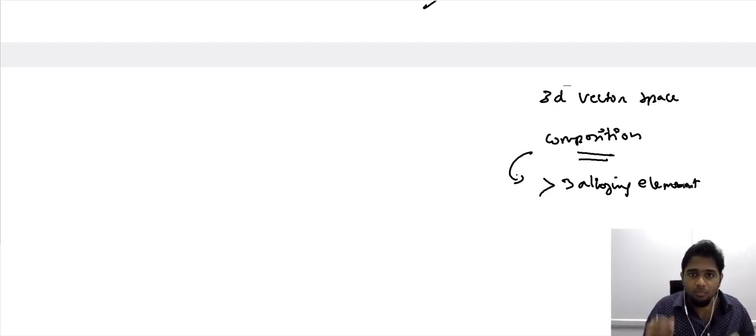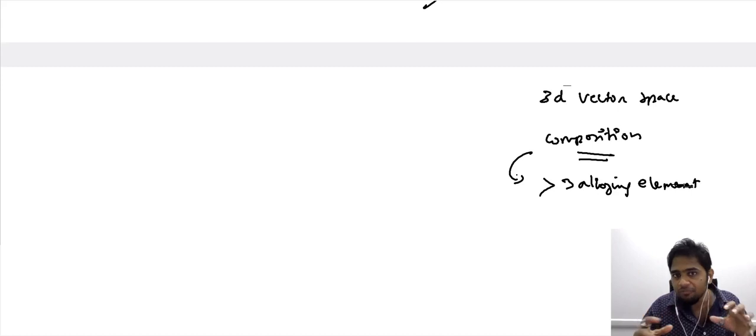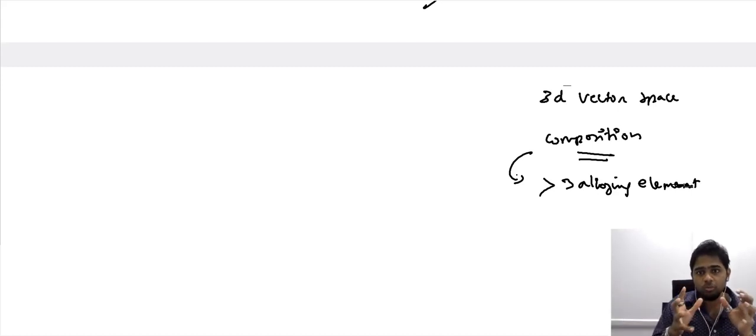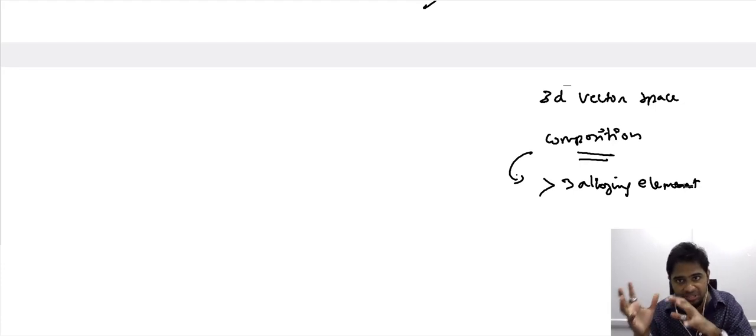Now when you want to represent the position of a given composition in a space, and this space comprises more than 3 alloying elements, then you would need to move away from this 3-dimensional vector space to a multi-dimensional vector space.